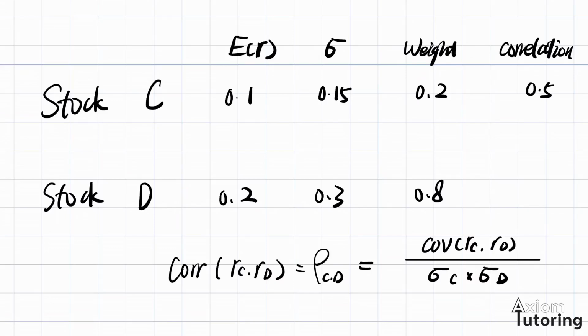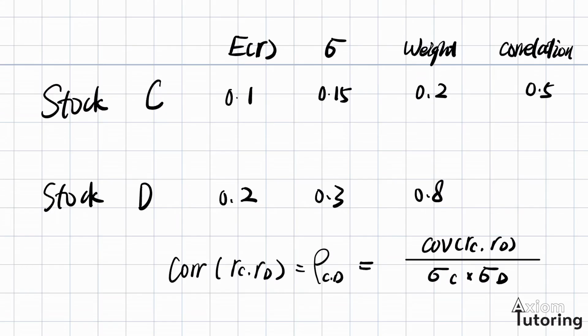Hi, in this video, we'll take a look at another version of the given information to calculate the portfolio return and the risks. Sometimes we're not given the covariance, but rather the correlation coefficient for the returns of two different stocks. But we can always interchange correlation for covariance.